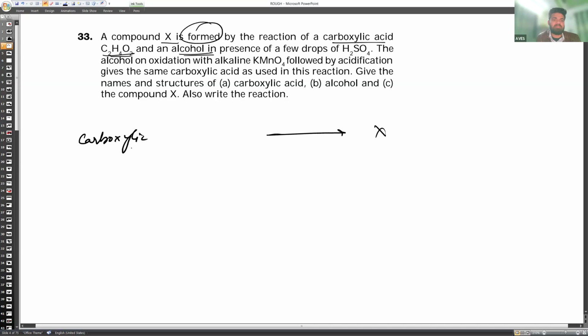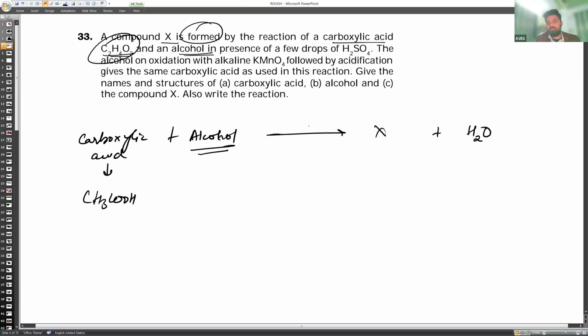Carboxylic acid and an alcohol. It is the 2-carbon carboxylic acid because the formula is mentioned as C2H4O2, so it is CH3COOH, with an alcohol. So you know that it is an esterification reaction. Ester will be formed when alcohols and carboxylic acid react together. But we still don't know how many carbons the alcohol has.